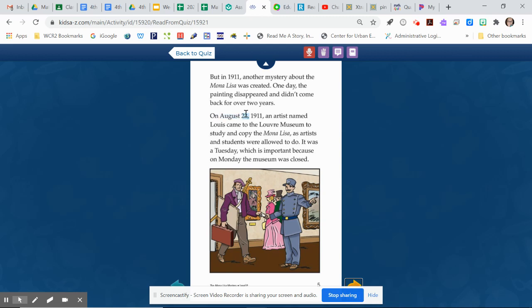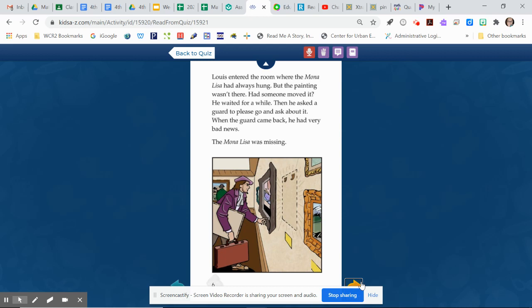On August 22nd, 1911, an artist named Louis came to the Louvre Museum to study and copy the Mona Lisa, as artists and students were allowed to do. It was a Tuesday, which is important because on Monday the museum was closed. Louis entered the room where the Mona Lisa had always hung, but the painting wasn't there. Had someone moved it? He waited for a while. Then he asked a guard to please go and ask about it. When the guard came back, he had very bad news. The Mona Lisa was missing.